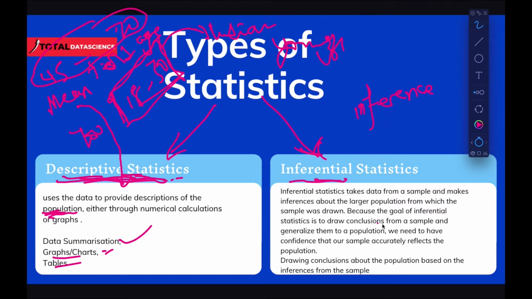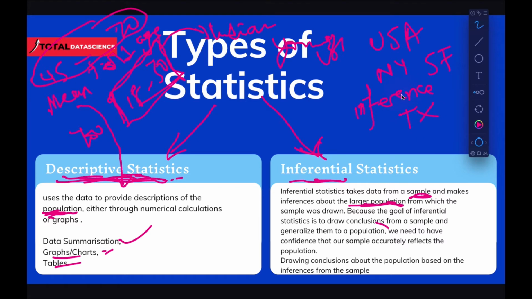Basically what we do is that we infer from a sample data and then make a general assertion or generalization on the larger population. For instance, if we want to make some generalizations about the whole United States, then maybe we can pick some states, maybe New York, say San Francisco, say Texas.